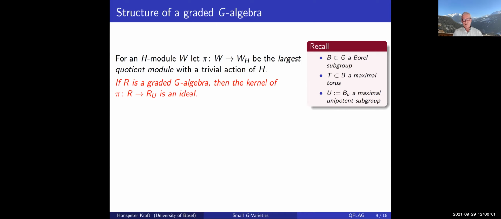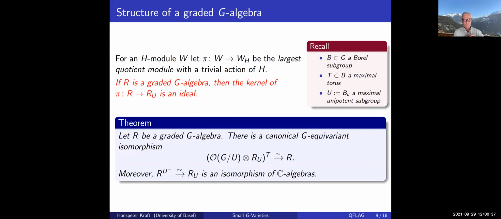The point is, if R is a graded G algebra, and I form this quotient with respect to the maximal unipotent subgroup, then the kernel is in fact an ideal. The definition is just by module. So a priori, RU is a module, and the map from R is a G module homomorphism. But in this case, the kernel is in fact an ideal.